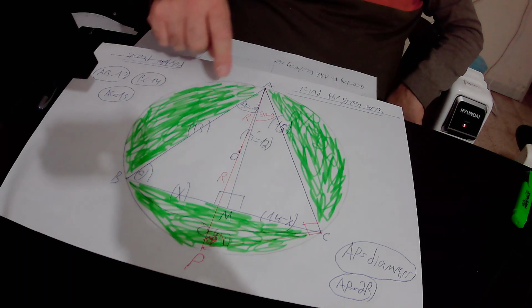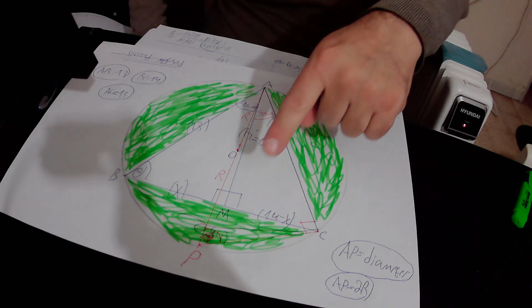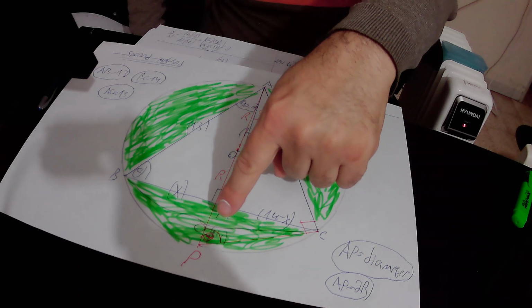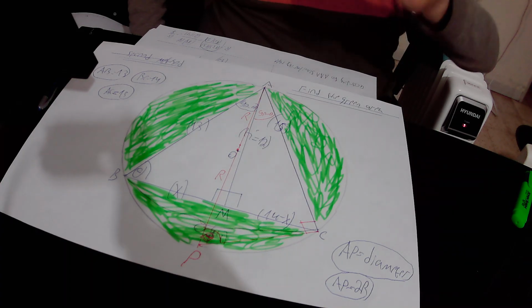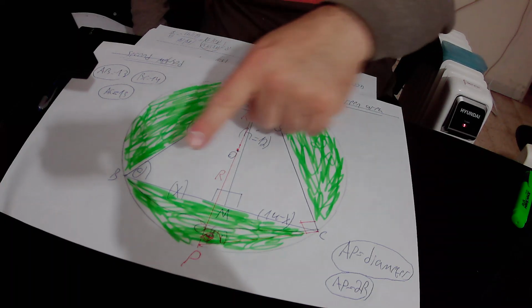So if we define the size of this peripheral angle ABC as theta, then the other peripheral angle APC that rests on the same chord called AC must also be equal to theta, according to rule number 8. Then we focus on the right triangle, triangle ABM.